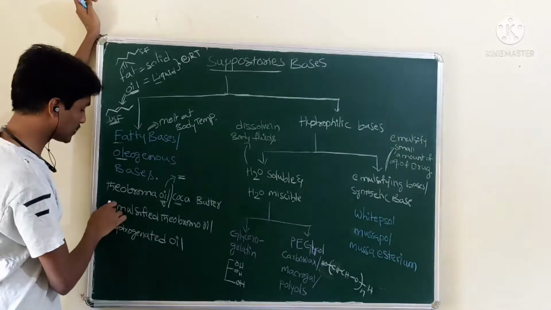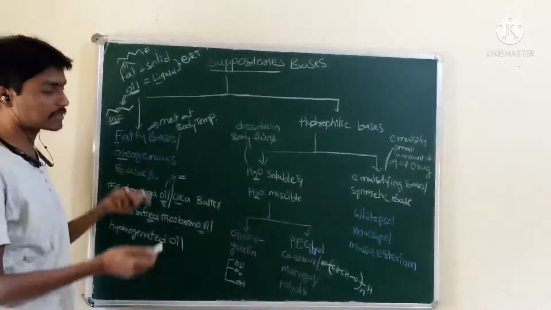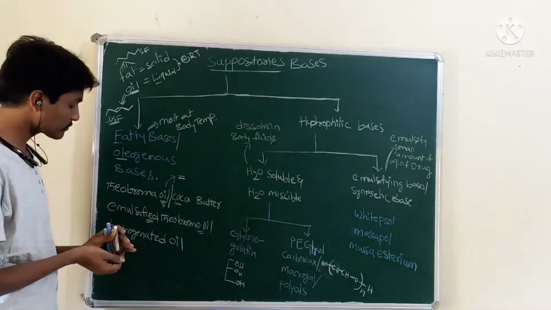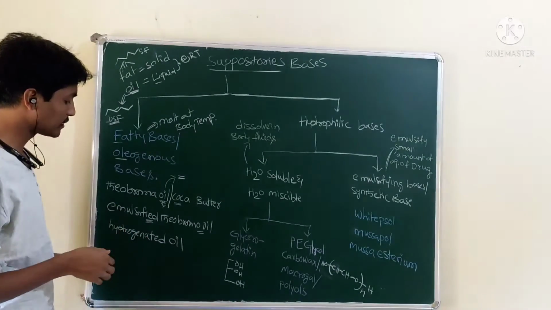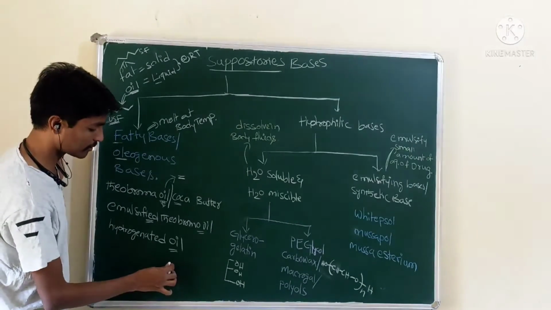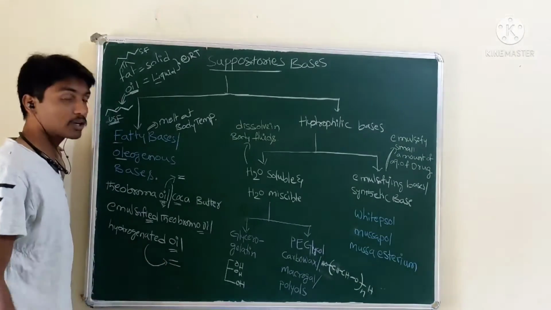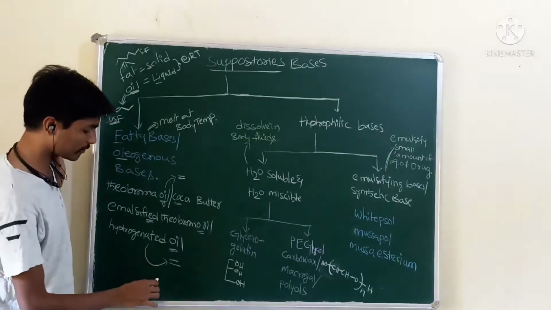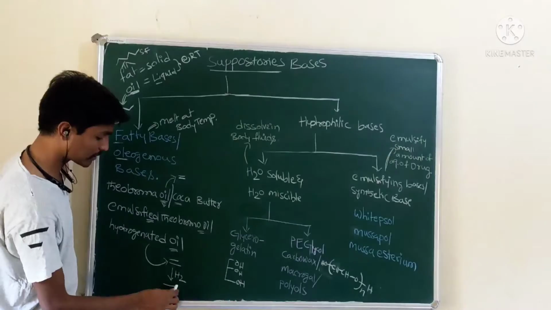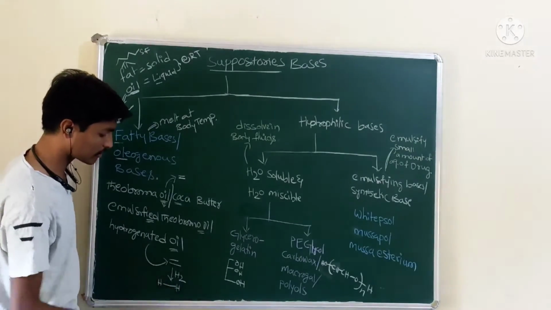And the next one is emulsified theobroma oil, which is just used for emulsification of theobroma oil. Next one is hydrogenated oil. Oil means the presence of double bonds. Hydrogenated oil means no double bonds. Whenever we do hydrogenation, adding hydrogen, there is a formation of single bonds.